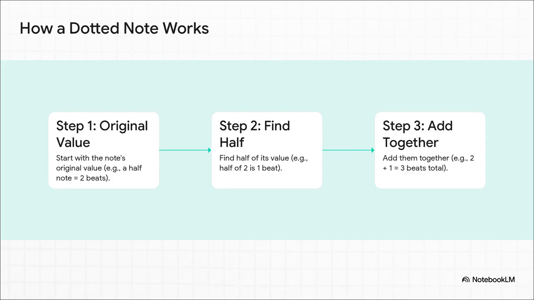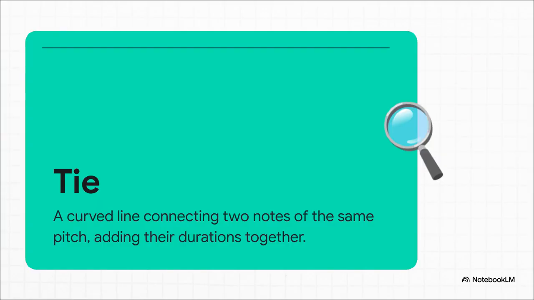First up is the dot. This tiny little mark next to a note has a huge job. It's a really simple, elegant mathematical instruction that just says, increase this note's length by half of its original value. So a half note, which is normally 2 beats, gets a dot, you add half of 2, which is 1, and now it's worth 3 beats total. Simple as that.